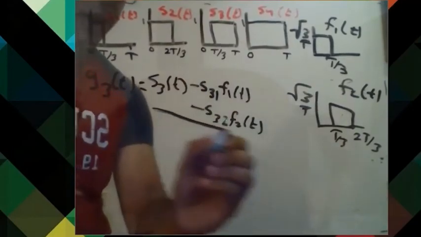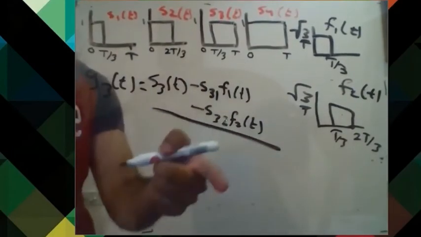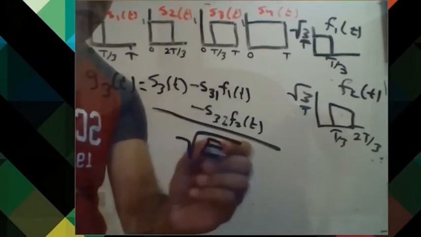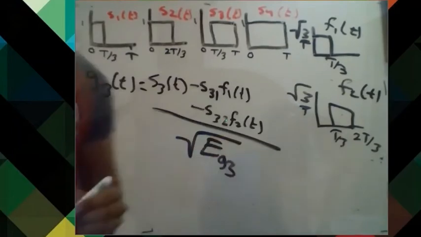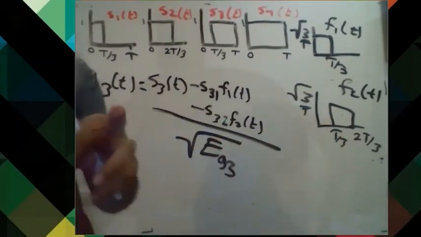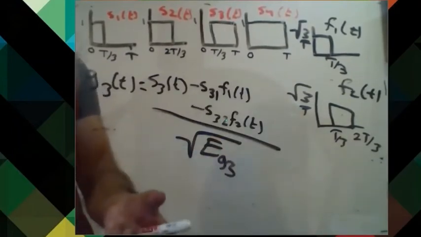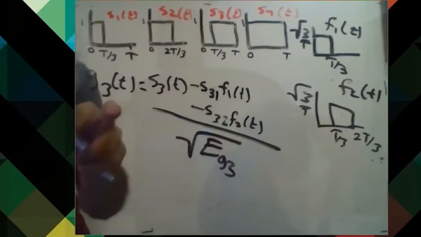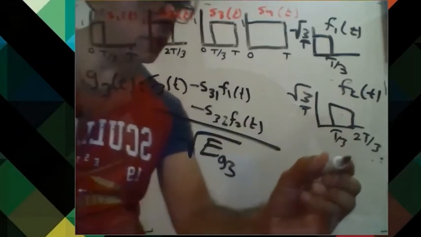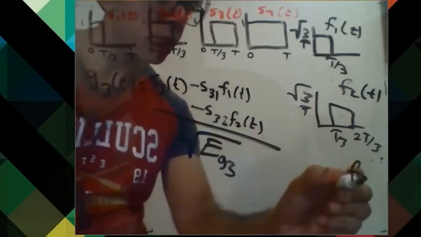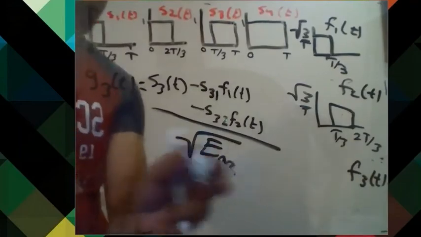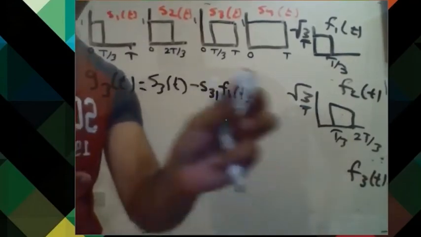I will divide the g3 signal, this whole function, by the square root of the energy of g3. So I have the g3 signal, and it's easy to find out the energy. Just take the square root of that value and divide this signal by that value, and I'll get another signal. That signal will be called f3(t). You can find it using this process for future reference.